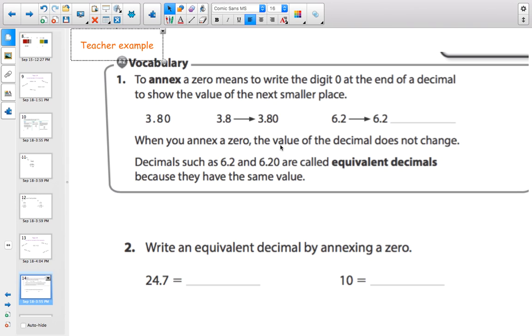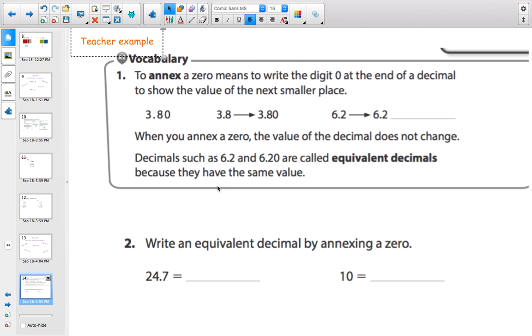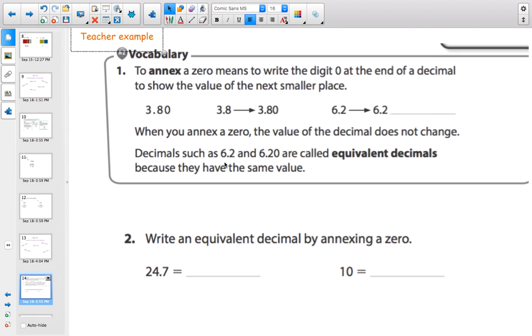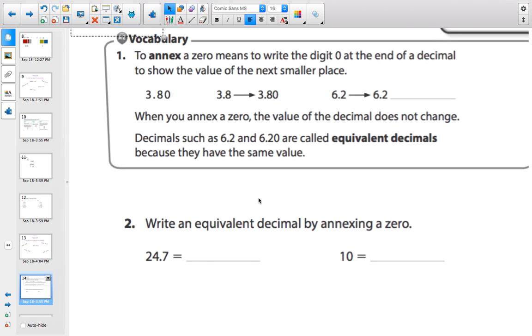If we need to add another value for the next smaller place, when you annex the 0, the value of the decimal does not change. So these are equivalent, much like we talked about last unit. These are the same number, only we added a place to help us subtract easier. Decimals such as 6 and 2/10 and 6 and 20/100 are called equivalent decimals. They have the same value.